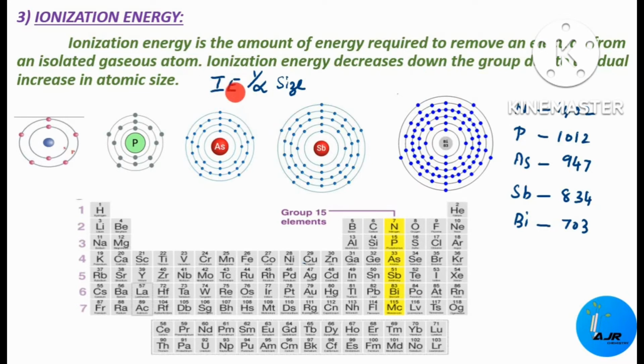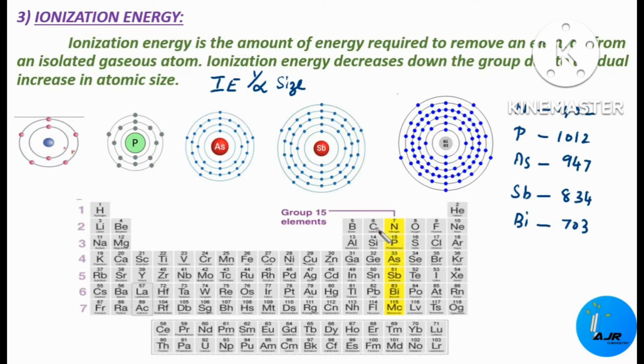So what happens to the ionization energy? It is the energy required to remove the outermost electron. Since we are supplying less energy, ionization energy decreases. So as we move from top to bottom, the atomic size increases, the pull of the nucleus on the outermost electron decreases, and because of this the ionization energy also decreases. Understood, students?